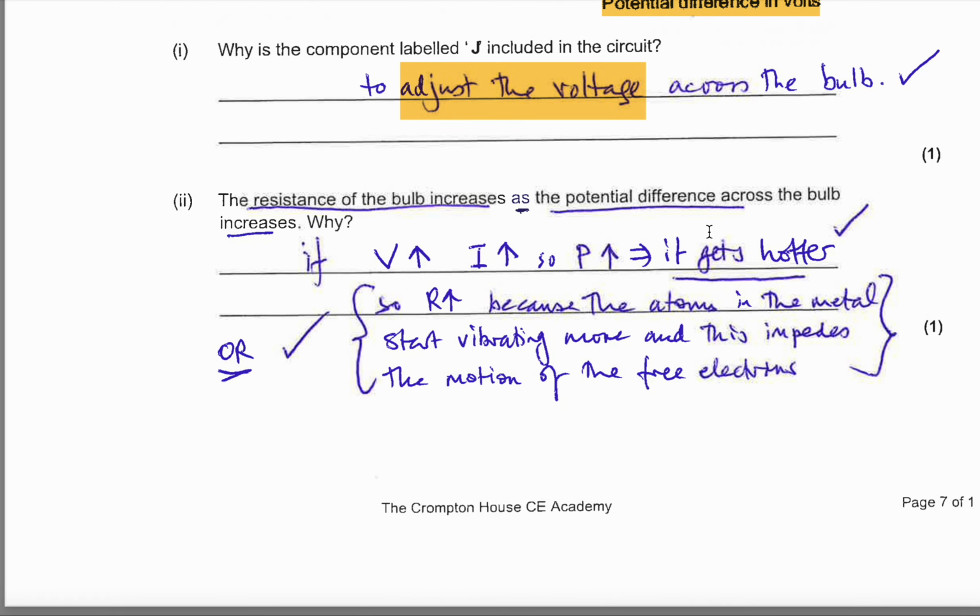Well, as the voltage increases, V goes up, that means the current also goes up, the power gets higher, so you're putting more power into the bulb, so it gets hotter. So that's one mark, it gets hotter.